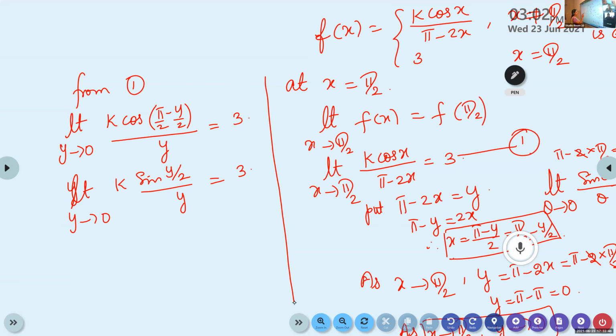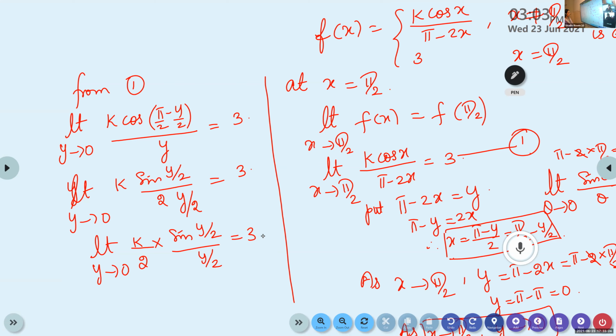Here it is y by 2 in the angle, and here it is y only. So what are we doing? We multiply and divide by 2 in the denominator. Okay, so we can write this as limit y tending to 0, k by 2 being constant, we keep it as such, k by 2 into sine y by 2 by y by 2 is equal to 3.